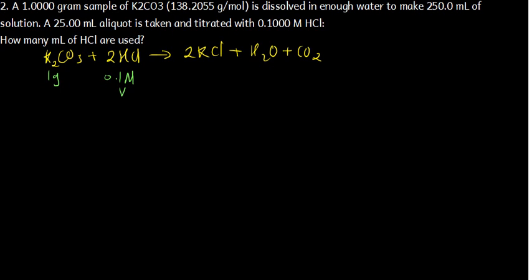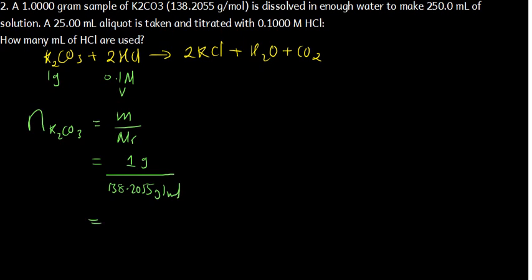Now the first thing we are going to do is with the potassium carbonate, of which we've been given a lot of information. So number of moles of potassium carbonate is equal to mass over molar mass. The mass of potassium carbonate has been given as 1 gram. The molar mass is given there as 138.2055 grams per mole. And so if we divide this, we are going to find 0.007356 moles of potassium carbonate. Now a 1 gram sample is dissolved in enough water, so these moles we are going to dissolve in 250 milliliters of water to make a solution. So if we dissolve them, we can find the concentration.